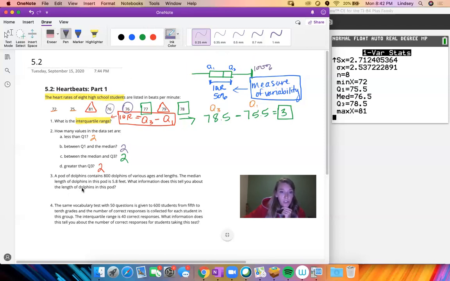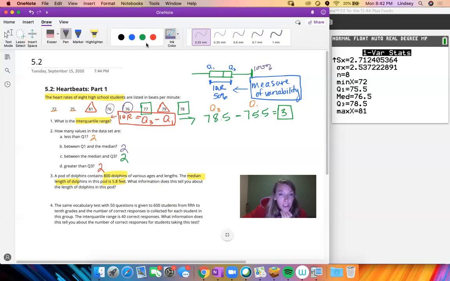All right, back to our question. Okay, so here's what I was talking about, applying it to a real world situation. It says a pod of dolphins contains 800 total dolphins of various ages and lengths. So it's just a big set of dolphins, all ages. The median middle length of the dolphin in this pod is 5.8 feet. What information does this tell you about the length of the dolphins in this pod?